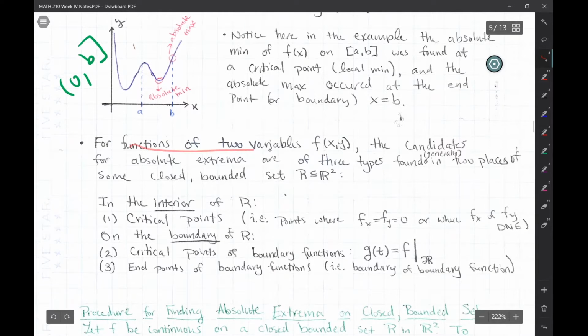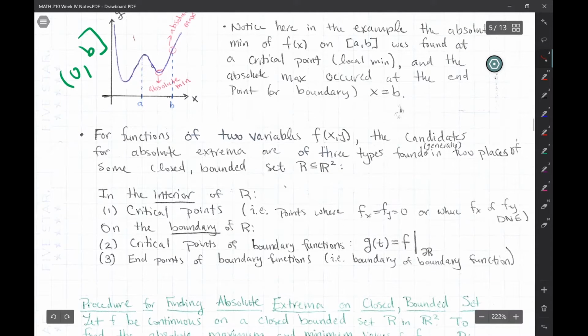And we do something similar, broadly speaking, for functions of two variables. So if we have a set R in the plane, that's an analog to an interval along the line. And we want to get the candidates for our absolute extrema. There are three different things we're going to look for, and they're going to be in two places. So two places, just like for functions of one variable. The two places are the interior and the boundary, exactly like the function of one variable.